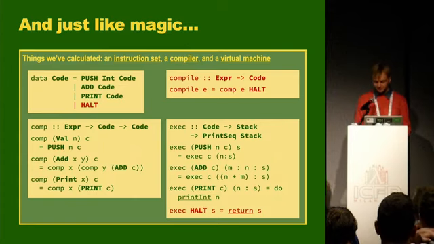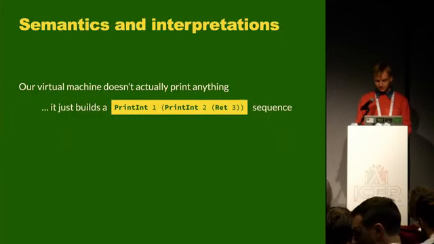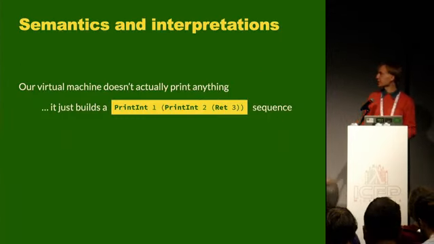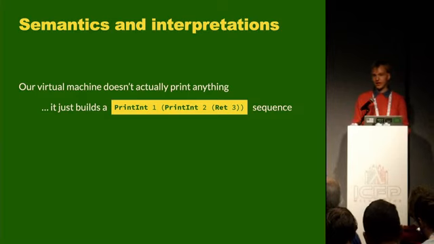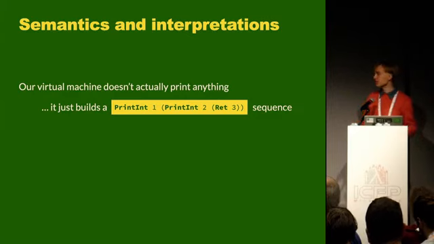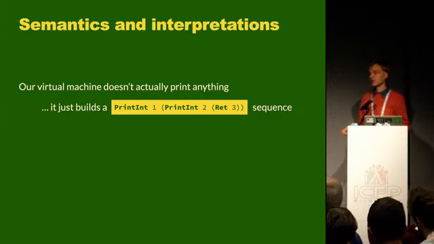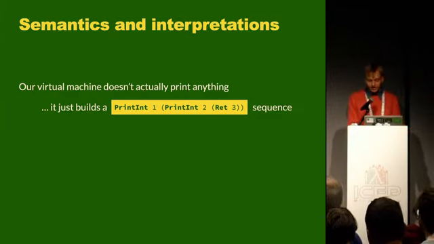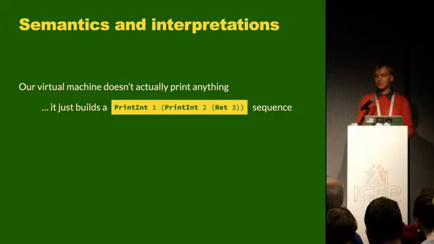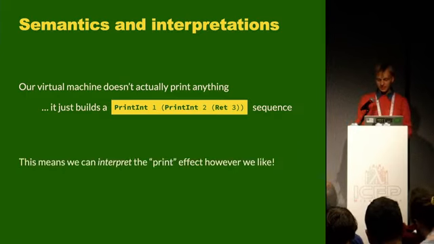But that's the compiler. Now, the thing is that the virtual machine doesn't actually print anything. So, is this really a side effect? Because we're just building up this sequence of prints, right? But these are not actually being printed. These could mean anything. It's a good question. But actually, the nice thing about this is that this really means we can interpret this print effect however we like.